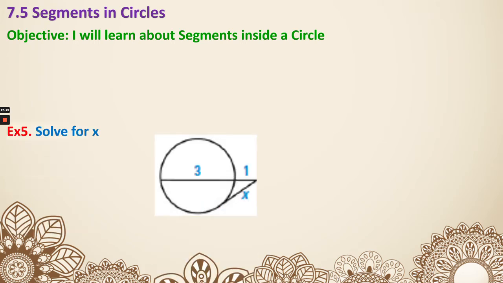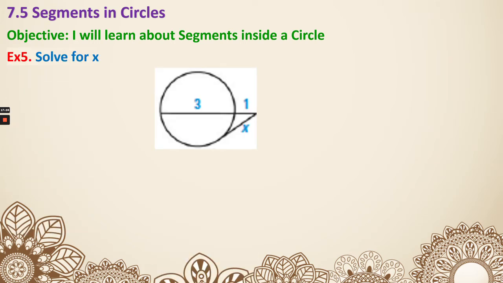Next, example 5. So same thing, external times the whole thing, 1 times the whole thing is going to be 4, which equals the outside tangent segment squared, so x squared, which means x squared equals 4, square root both sides, x equals, I know it's supposed to be positive and negative 2, but we can't have a negative distance, that's why I'm going to keep the positive one, so x equals 2.